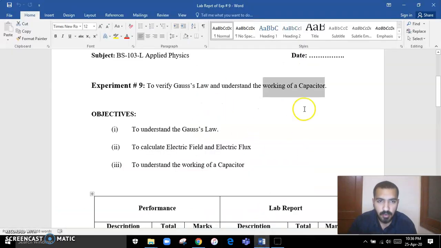The next thing that you have to discuss was the working of a capacitor. So right now I'm moving to the working of a capacitor. Why are we discussing the working of a capacitor? Because the capacitor is also linked with charges. A capacitor is also linked with electric fields, because you can just say that a capacitor is a device that stores electric charges, stores electric field, and delivers that electric charge to the load.